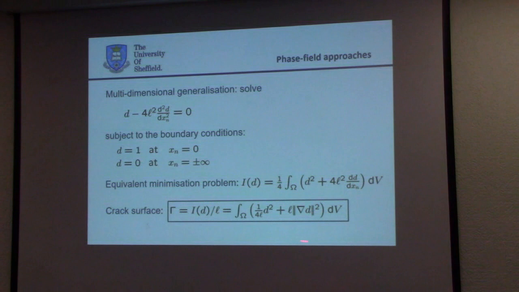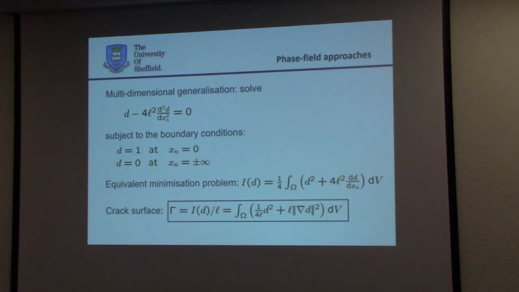Obviously, this is something which has a volume and not a surface. So the crucial point is, upon mesh refinement, does this converge to the discrete cracking? So do we have a problem where, upon mesh refinement, the smeared problem really converges to the discrete problem?